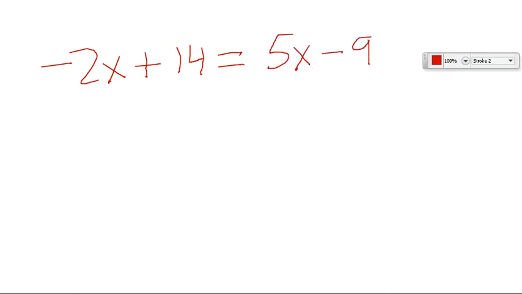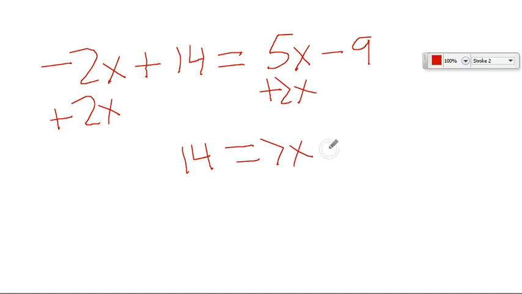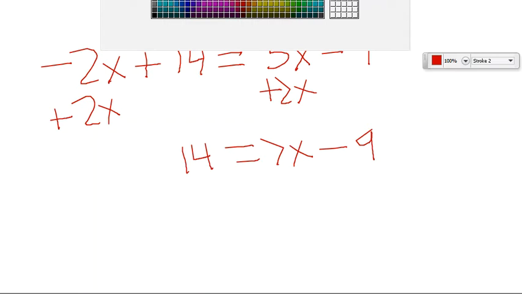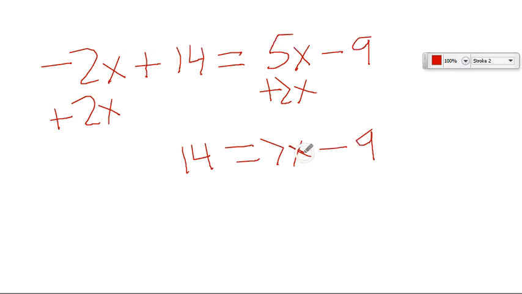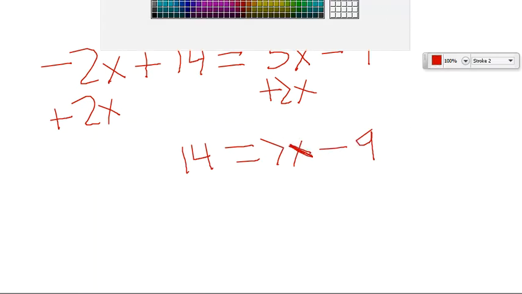Okay, so here we go. Our equation has the variable on both sides. Our first step is to get these two terms on the same side by either adding 2x to both sides or subtracting 5x from both sides. And I'm going to go ahead and just choose to add 2x to both sides. So then we get 14 equals 7 times x minus 9. And now we just have a two-step equation. And by now these should be super easy for you guys, these two-step equations.